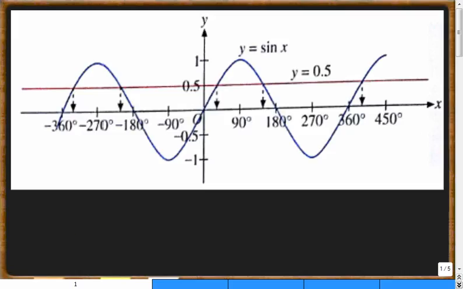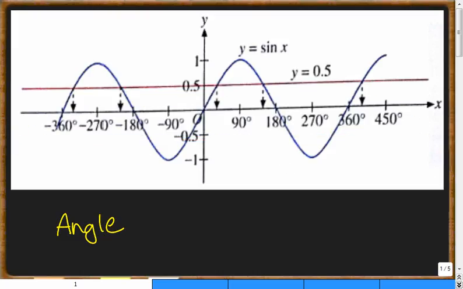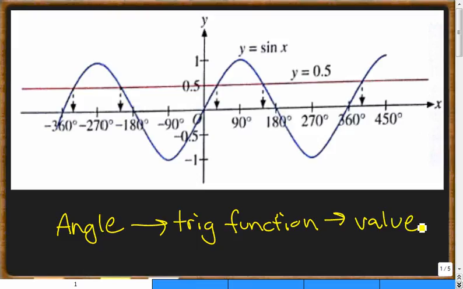Normally, what we say is we have an angle. And what we do with the angle, which is our x's that you can kind of see down here, we take those angles and then we input them into a trig function. So sine, cosine, tangent, cotangent, whatever. And that gives us a value of sine or cosine or tangent. That's what it is. So we take an input, we put it into a function, and we get out a value.